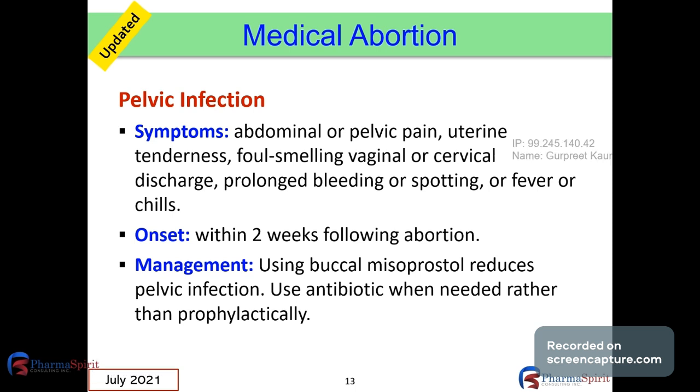Now, we have a question. Why don't we use the antibiotic prophylactically in this case? Why do we wait until there is an infection? If we know that infections may happen, why don't we give the antibiotic to prevent the infection?